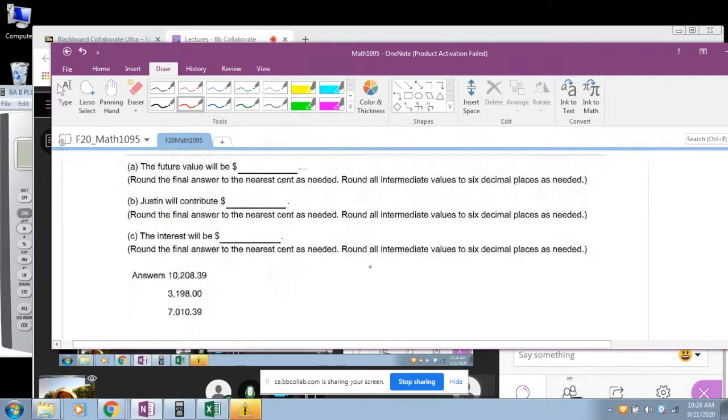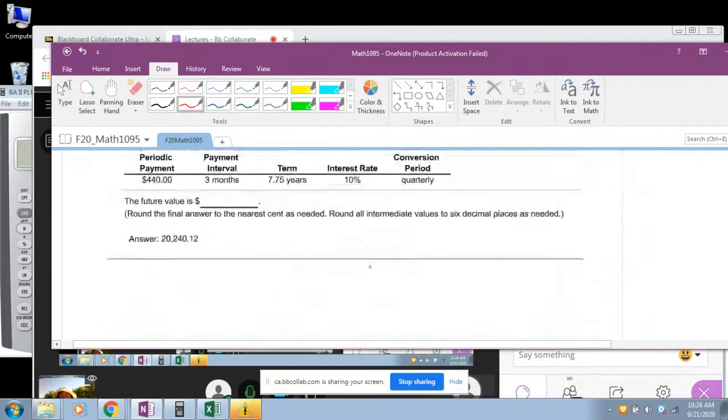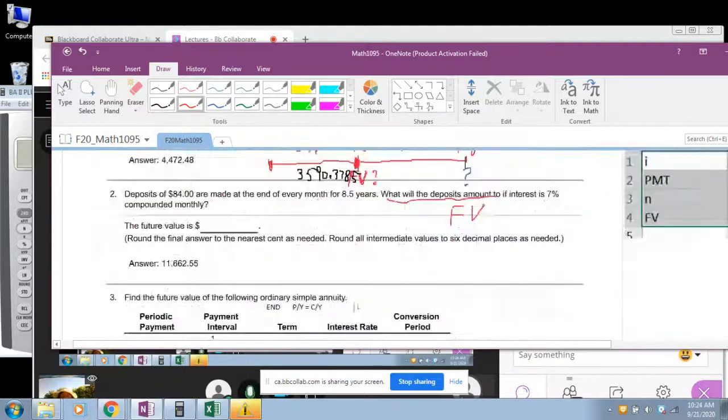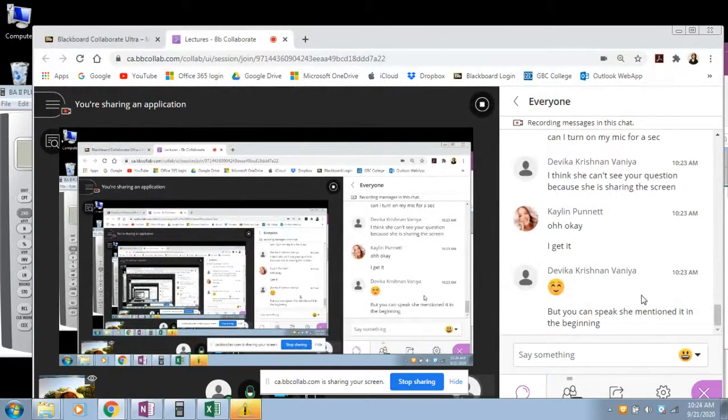Another example. See this question. What will the discount amount to? That asks you future value. What is the future value? What will the discount amount to? That is the future value. I hope that answered your question, Kaylin. I gave you some context. Thank you, Kaylin. So another question, but you can speak. She mentioned it in the beginning.